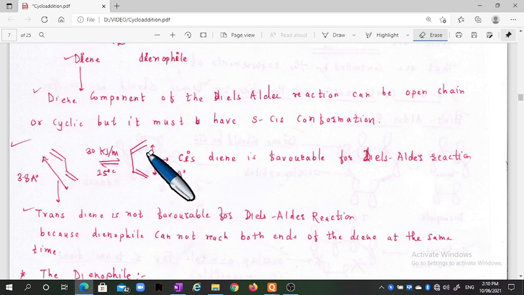The distance between these two double bonds, that is, the terminal carbons, is 2.8 angstrom units for the cis diene, and for the trans diene the terminal carbon distance is 3.8 angstrom units. That is the higher distance.